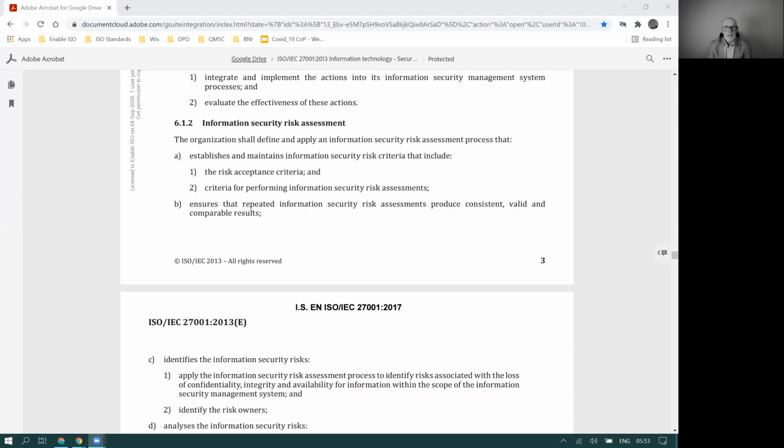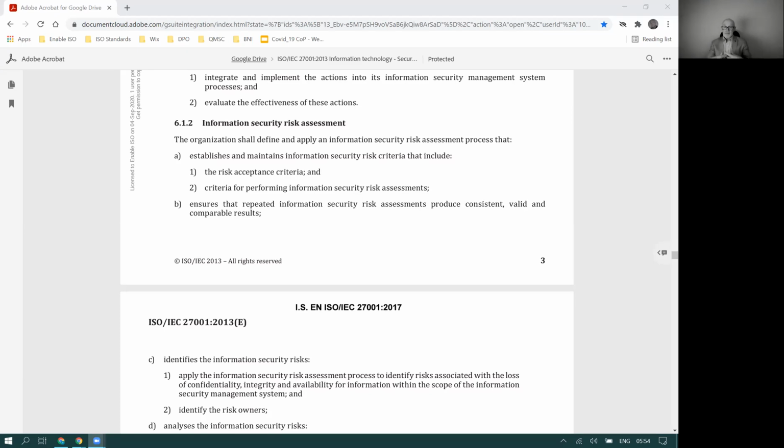Hello again, here we are looking at clause 6.1.2 of ISO 27001, and the topic here is information security risk assessment. In preceding videos we've looked at the general application of actions to address risks and opportunities, both for ISO 9001 and ISO 27001. And we saw that there's very little difference in the text up to this point in particular. For 6.1.2 and 6.1.3 of 27001, we look at information security risk assessment and risk treatment.